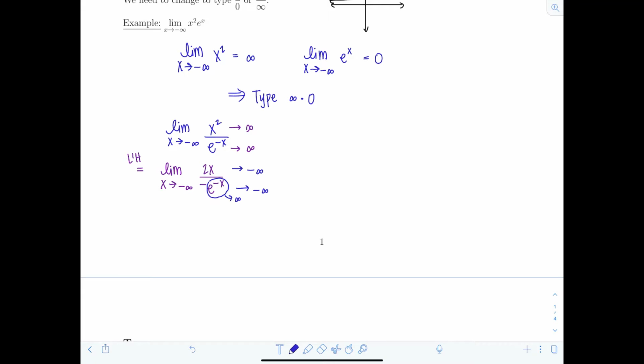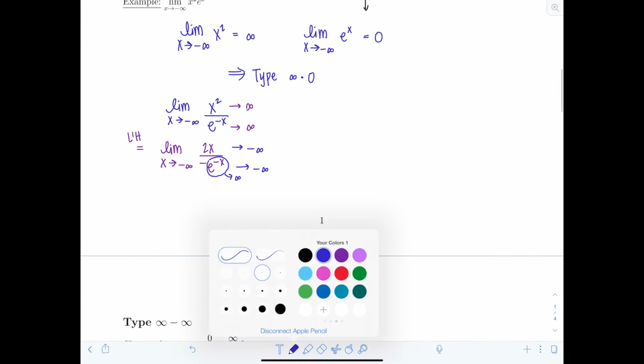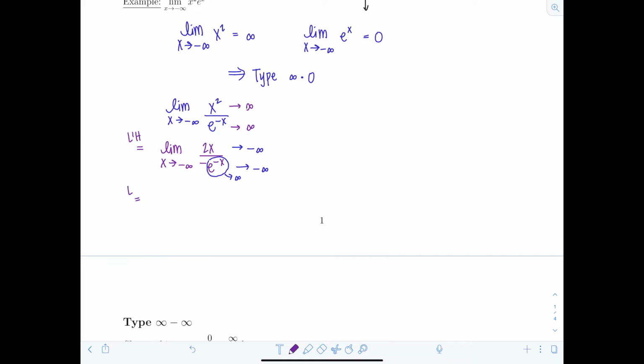So again, I have an indeterminate form of the type infinity over infinity, negative infinity over negative infinity. So I'm going to apply L'Hopital's rule again. And I need to indicate that that's what's going on. So I have the limit as x approaches negative infinity. Now what's the derivative of 2x? It's just 2. And then when I take the derivative of negative e to the negative x, because of the chain rule, I'm going to multiply by another negative. So now it's going to become positive e to the negative x. All right, so far so good.